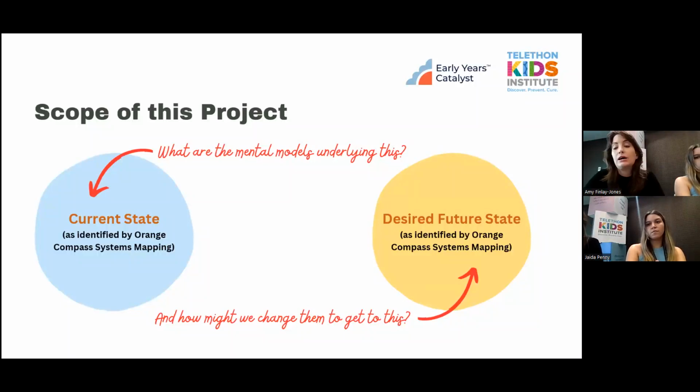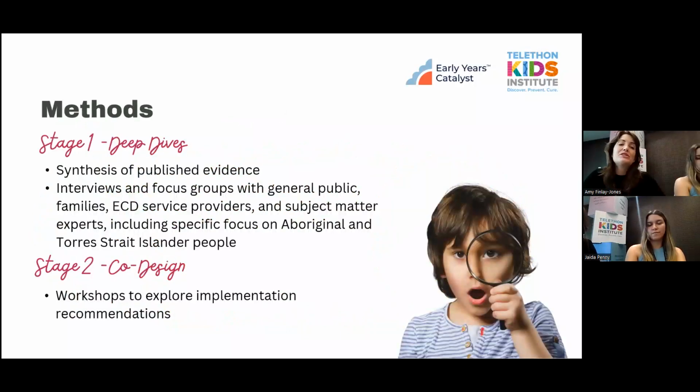So thinking about what that might look like and what is some of the evidence that we can change mental models, and maybe where do we need new evidence or where do we need better implementation of evidence that already is out there. So in terms of our methods to date, what we will be presenting on today is our stage 1 deep dives, which has involved a synthesis of the published evidence, both within Australia and internationally, as well as conducting interviews and focus groups with a range of participants from the general public, families with young children, early child development service providers, subject matter experts, and a specific focus on involving Aboriginal and Torres Strait Islander peoples, which is the piece of work that Jada has led.